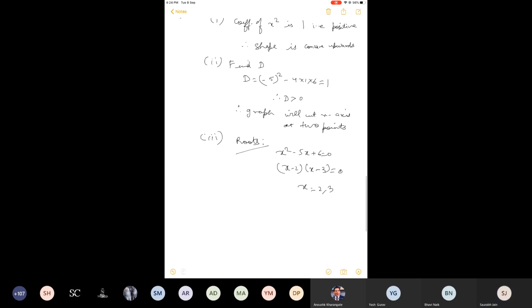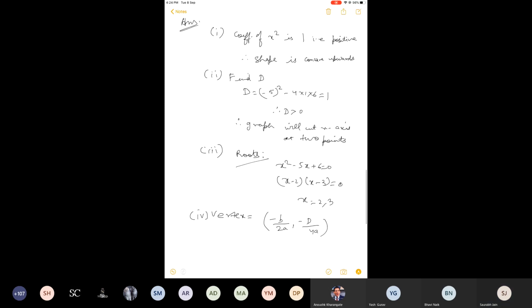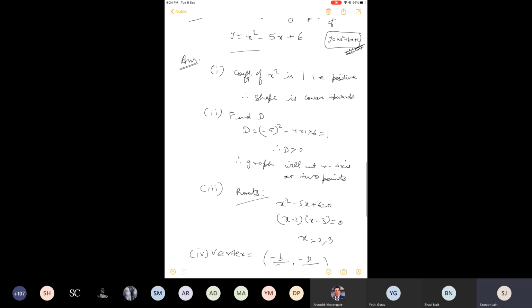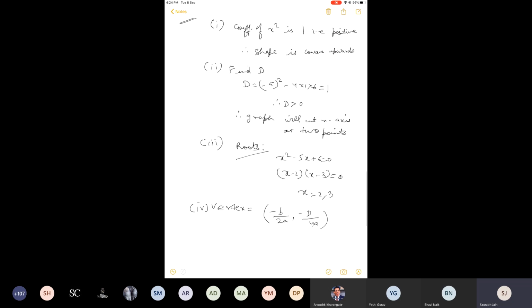Fourth one is vertex. Write the formula and then put the values from the given parabola. So here a is 1, b is minus 5 and c is 6. D I have already calculated, it is 1.